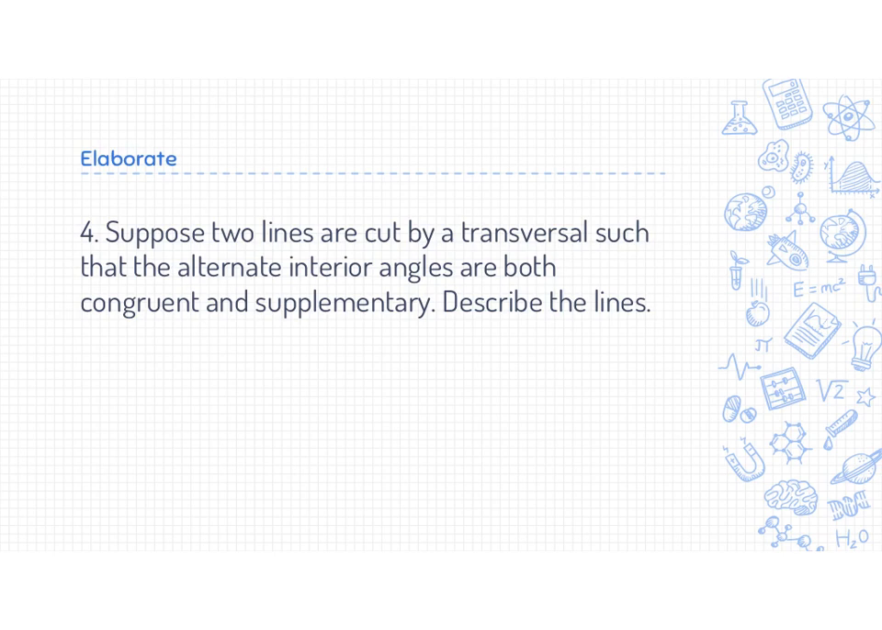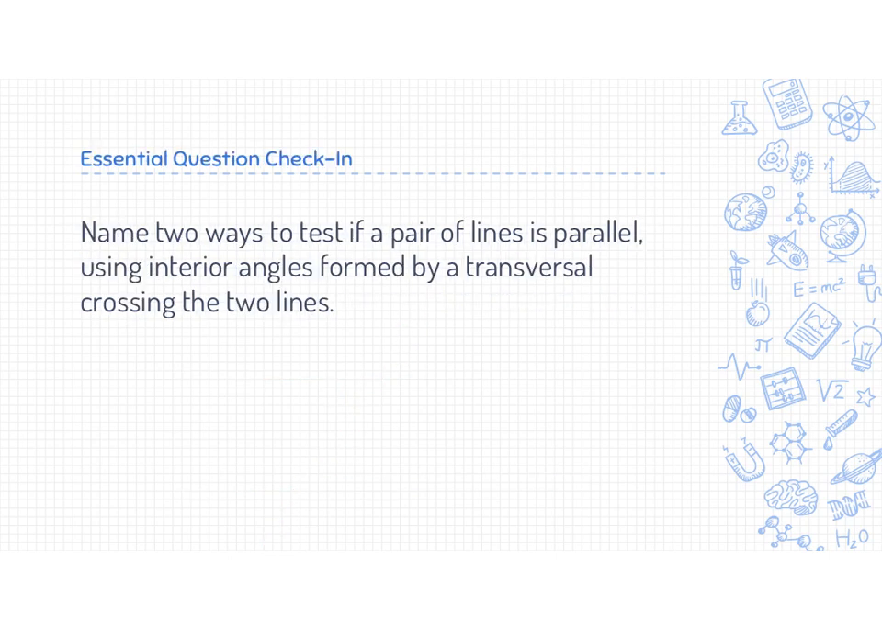Now suppose two lines are cut by a transversal such that the alternate interior angles, angle 1 and angle 2, are both congruent and supplementary. What would you know about those angles and lines? Then last, our essential question check in: name 2 ways to test if a pair of lines should be parallel using interior angles formed by a transversal crossing the two lines. Go ahead and come up with your answer and be ready to share that in class.